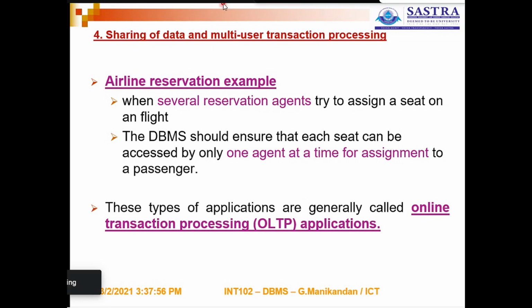For these types of applications, the requirement is that they come under the category called online transaction processing applications. So the airline reservation is an example of OLTP, an online transaction processing application. In the last class we discussed the first four database applications: reservation, online purchase, and a bank database performing withdrawal and deposit operations. All of these come under the category of online transaction processing.